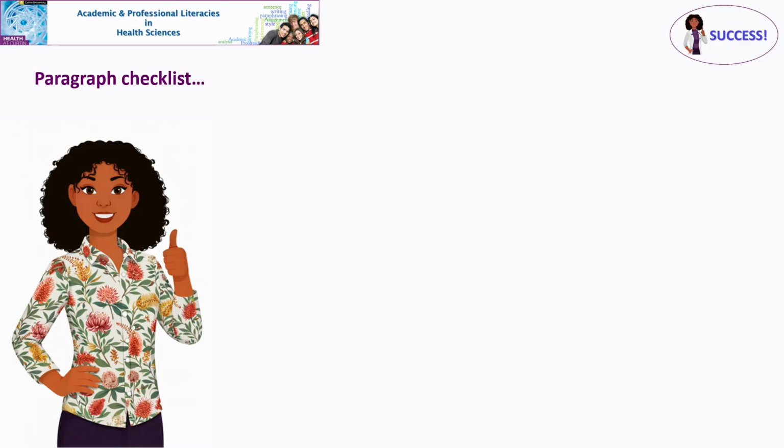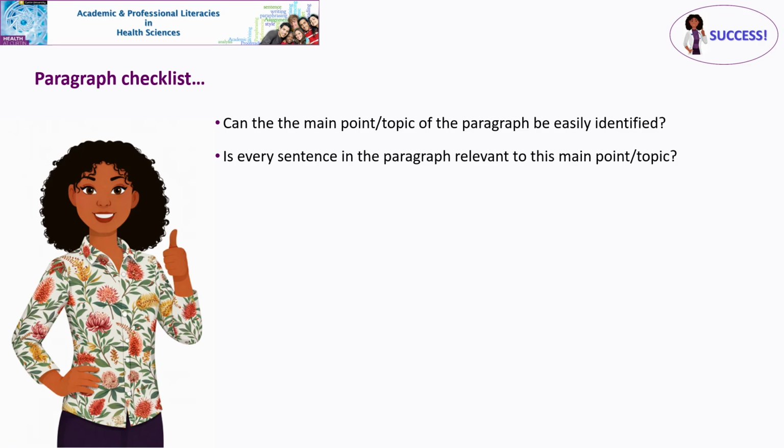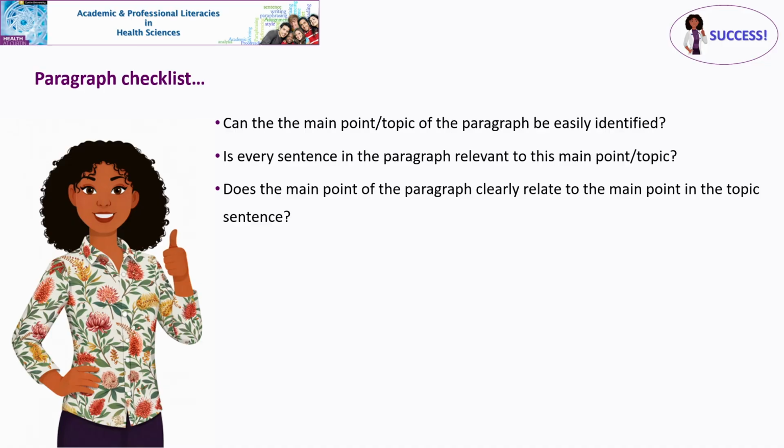So let's have a paragraph checklist. These are the things that we have to consider when we are proofreading and editing and creating our paragraphs. First of all, can the main point or the topic of the paragraph be easily identified? Is every sentence in the paragraph relevant to this topic? Does the main point of the paragraph clearly relate to the main point in the topic sentence?